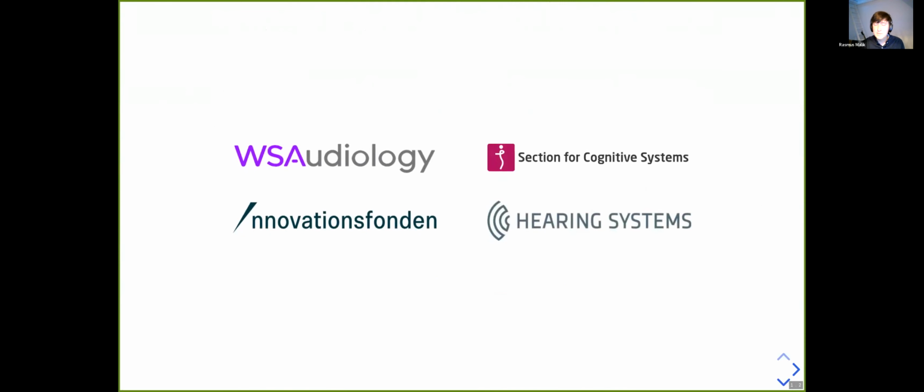I'm an industrial PhD. I'm with WS Audiology, and my project is also partially funded by the Innovation Fund Denmark, but I'm on the university side of things, with the section for cognitive systems and the hearing systems group out at DTU.